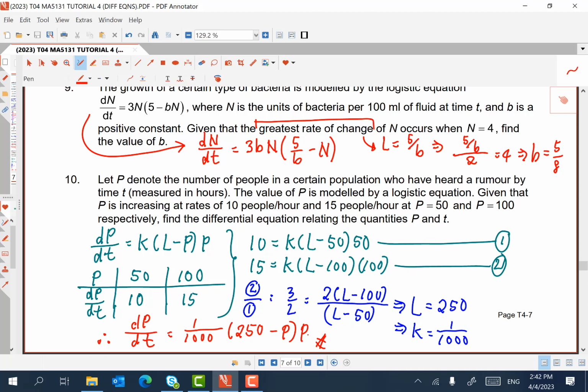Yes. Is k 1 over 1000? I put L as 250 into equation 1. Check my calculation, to make sure that I'm right. Okay. Did you try ahead of time? You tried that? Okay. Great.